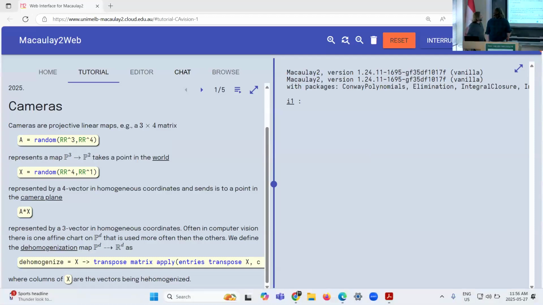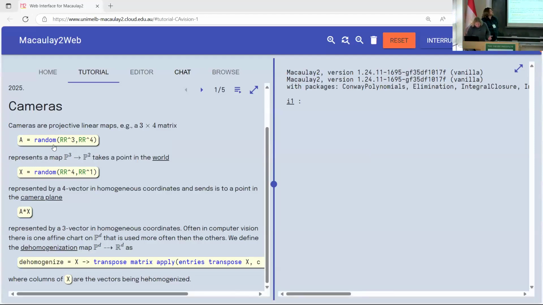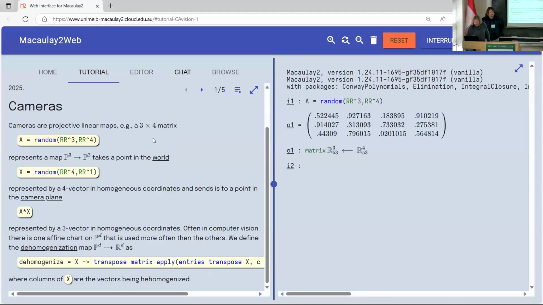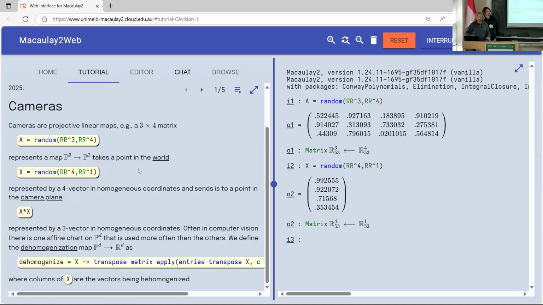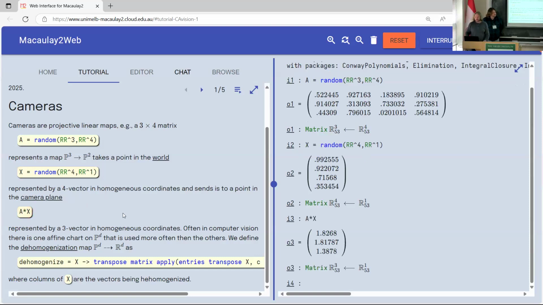So, a camera for us, one important example of a camera is just a 3x4 matrix, and I'm just generating a random camera here. This is perceived as a linear projective map from P3 to P2, and I would be mapping points in the world, here denoted by capital X. In Tim's talk, I think they were Q, right? We're mapping them to the camera plane, which is P2, and obtaining 3-vectors there.